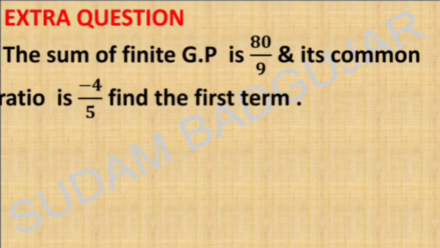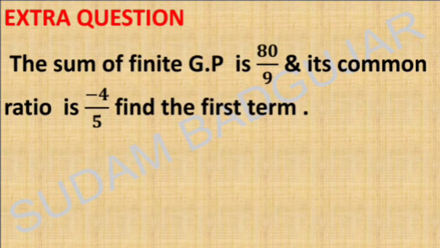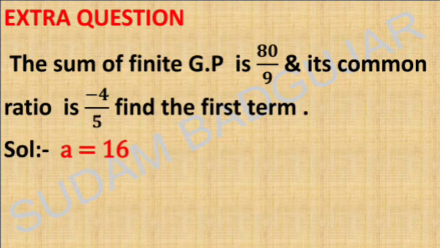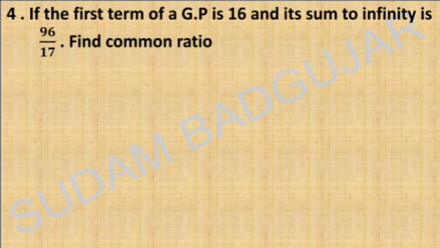Now the same type of question for practice: the sum of infinite terms of a GP is 80 upon 9 and the common ratio is minus 4 by 5. Find the first term. Okay, and that first term is 16. You have to try this, practice this. Now question number 4: if the first term of a GP is 16 and its sum to infinity is 96 by 17, find the common ratio.